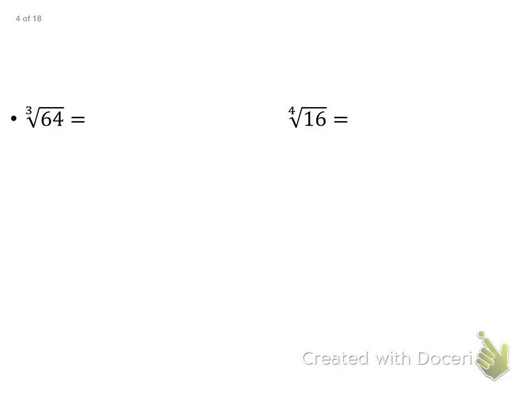For my next one, my exponent is 1. When I rewrite it, remember it goes E over R, so my exponent over whatever my radical is. If I type that in my calculator, I should get 4. Moving over here, the exponent is 1. When I rewrite it, it goes exponent over my radical. If I type that in my calculator, I should get 2.